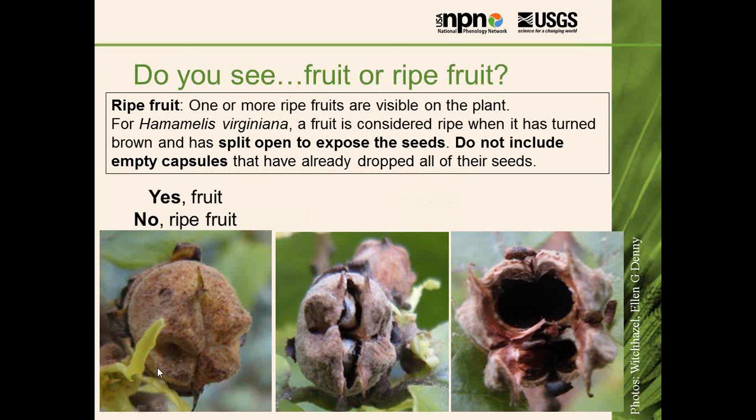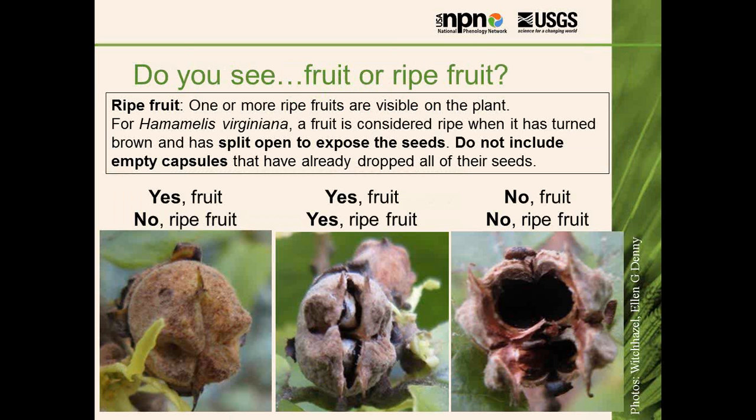So in the picture on the left, you would report a yes for fruit, but a no for ripe fruit because it is not yet split open to expose the seeds. In the middle picture, you would report a yes for fruit and for ripe fruit. But for the last one, you can see that it's actually empty inside. So the seeds or the fruits have dropped out of the capsule at that point. So you actually would report a no for fruit and a no for ripe fruit. So it might actually require, based on the species you have, really getting up close to the fruit and looking inside and just seeing if there's anything left in there that actually counts as a fruit.